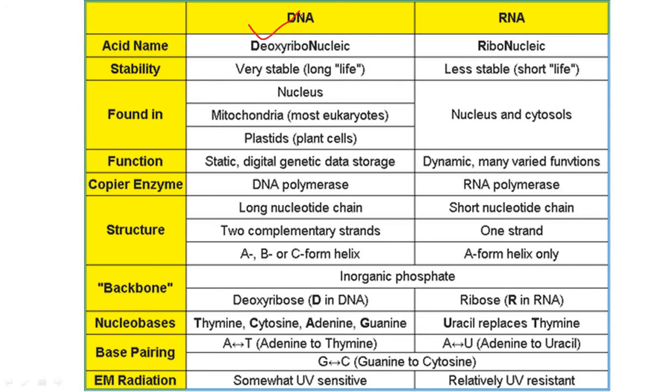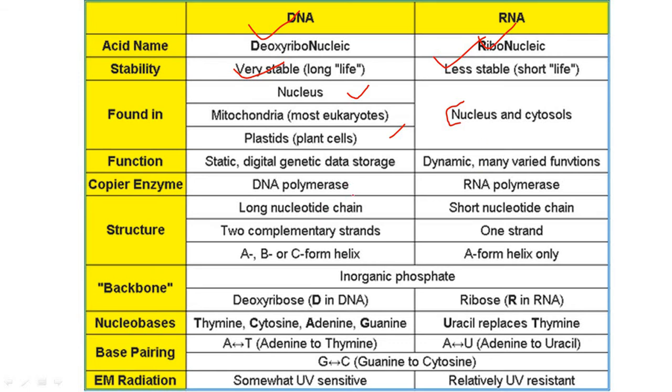Its acid name is deoxyribonucleic acid, and for RNA it's ribonucleic acid. DNA's stability is very stable, long life. RNA is less stable. DNA is present in the nucleus, mitochondria and plastids, while RNA is limited to the nucleus and the cytosol only. And the function of DNA is static, digital genetic data storage, and RNA is dynamic, with various forms and various functions.